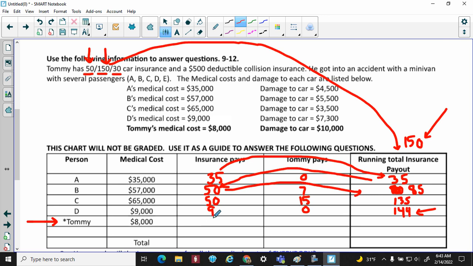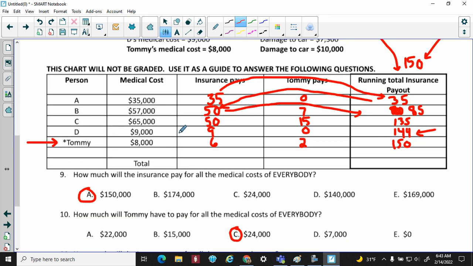So insurance will pay the rest, because let's do the what if. What if the insurance paid all of it? Well, if the insurance paid all of it, then we're sitting at $152,000. Well, the insurance can't pay more than 150, so obviously insurance cannot pay for all of Tommy. They can only pay what is left, which is only 6,000. So 6 will go here, which means Tommy would have to pay 2,000 for himself, and we max out at 150. All right. So this answers question 9 and 10.